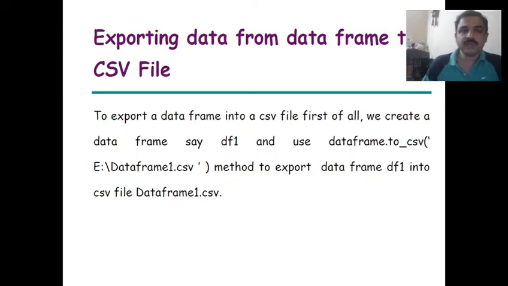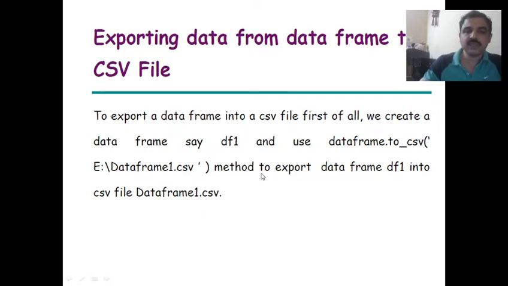Then exporting data from a data frame to a CSV file. Now in reverse, we have a data frame that we want to transfer as a CSV file. So how to do that? To export a data frame into a CSV file, first of all we create a data frame, say df1, and use the DataFrame.to_csv function and specify the name of the data frame with the path where it has to be stored.